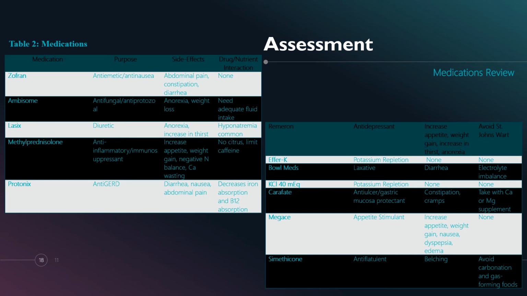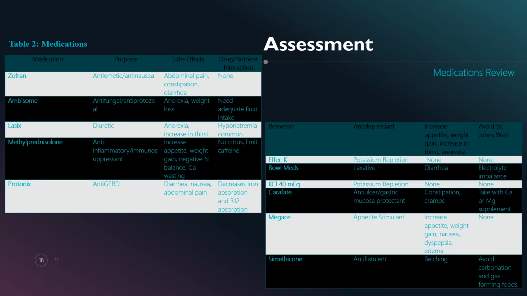Some of the other medications that she was persistently on was Zofran, which is the antiemetic. Some side effects are abdominal pain, constipation, and diarrhea. There are no drug-nutrient interactions to be concerned about there. The Abizome was an antifungal. This can cause anorexia or weight loss, and you do need to make sure that you have adequate fluid intake when you're taking this medication.